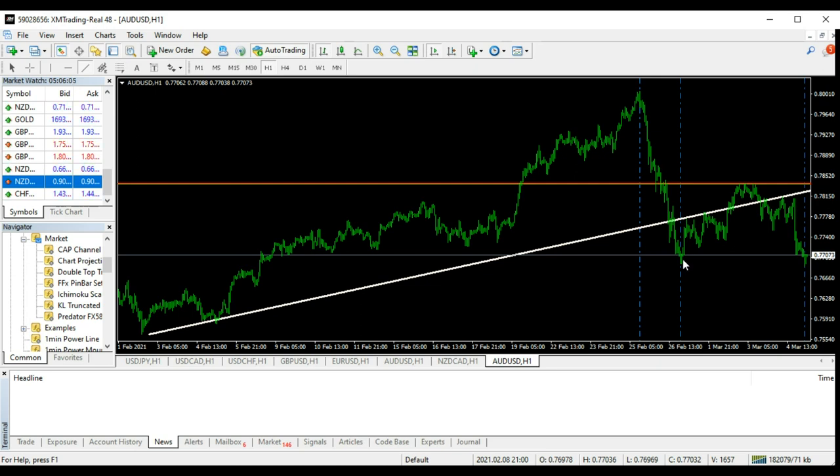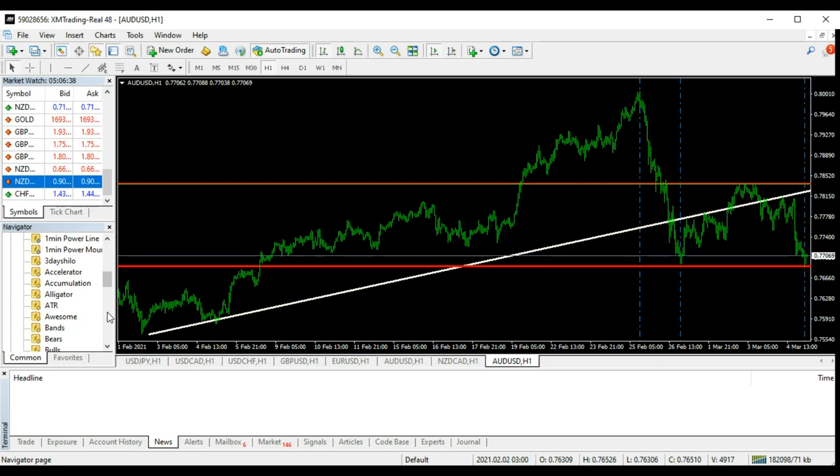So after this major pullback, what am I thinking with these double legs? The only thing in my head now is, I'm going to wait a little bit to see what is going on around this red line that I've drawn. That's what I'm doing right now. But to confirm this properly, let us go and put our support resistance line of 500 period the way we used to do it.